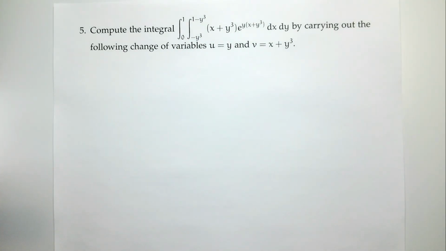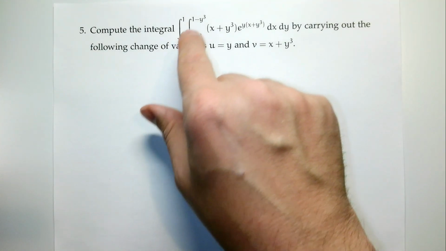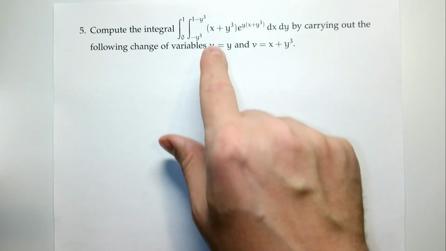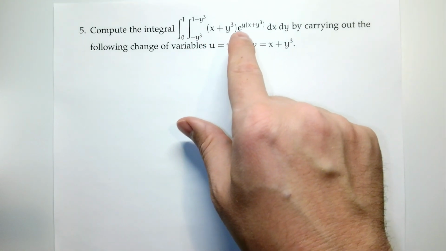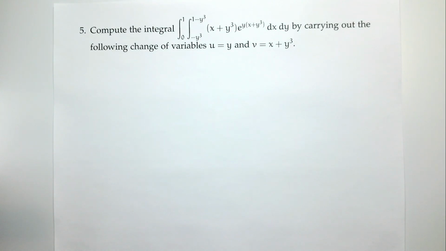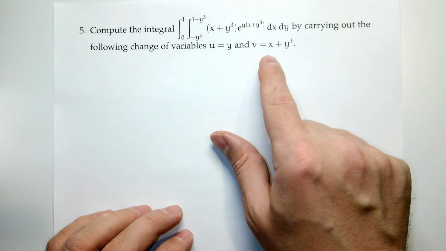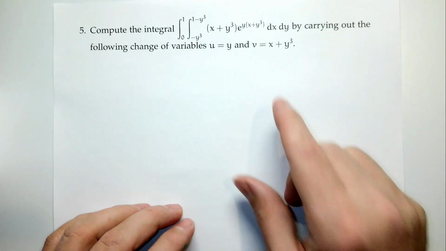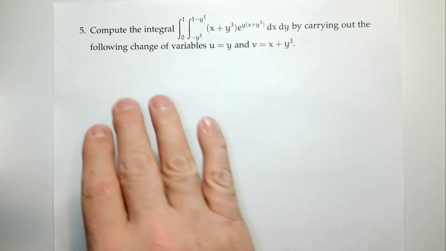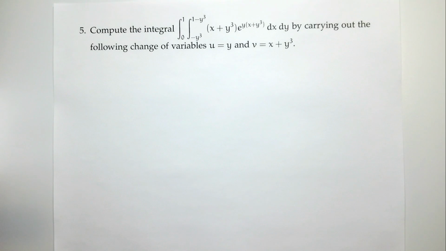Number 5, compute the integral from 0 to 1, integral from minus y cubed to 1 minus y cubed, of x plus y cubed, e to the y times (x plus y cubed), dx dy, by carrying out the following change of variables: u equals y, and v equals x plus y cubed. All right, good. Now, notice that they will always give us what change of variables we need to do. So we're not going to have to guess. They're going to tell us because they like us. They want us to succeed.